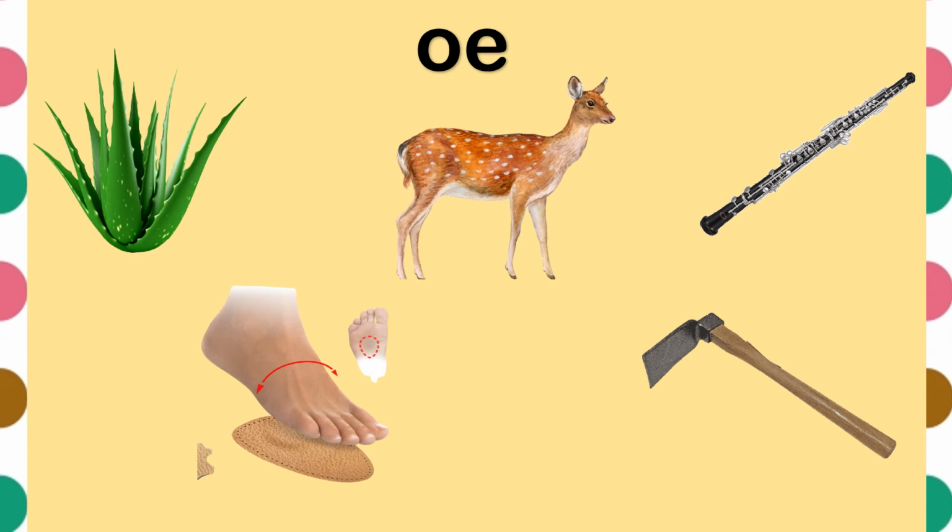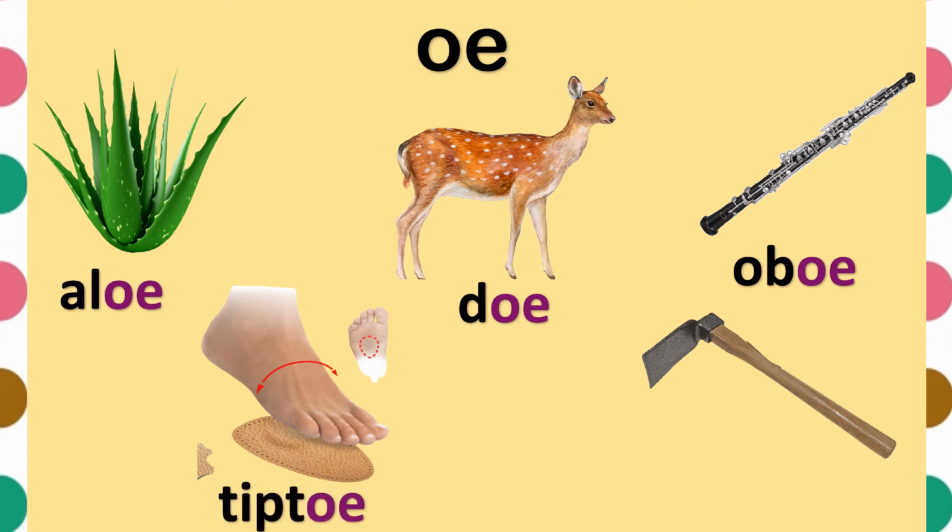Children, let's do the next long O sound, that is O with letter E. We have done O split E in the beginning, but here we will have words with O and letter E. Let's see some pictures and guess their names. Aloe, dough, oboe, tiptoe, hoe.